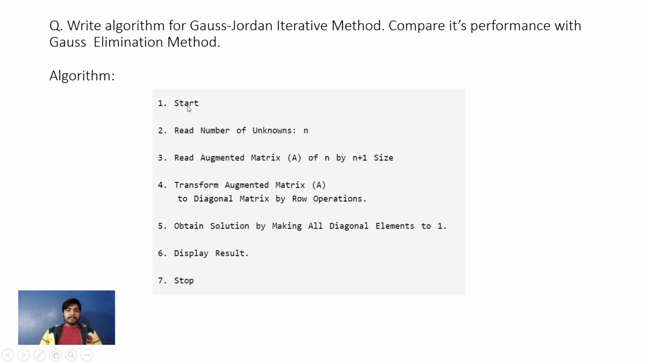So the algorithm is: read the number of unknowns n, read the augmented matrix A of size n by n plus 1, transform the augmented matrix A to a diagonal matrix by row operations, obtain the solution by making all diagonal elements 1, then display the result.